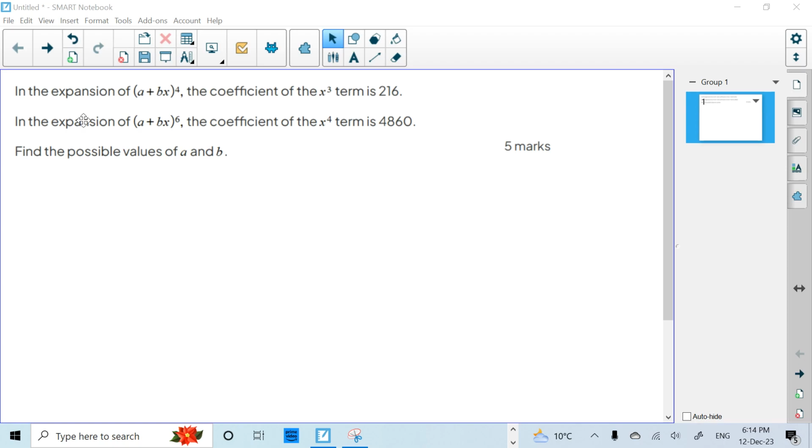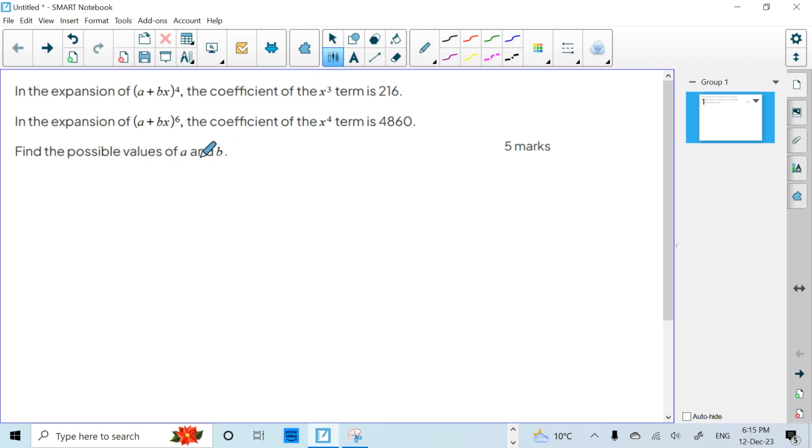In the expansion of (a + bx) to the power 4, the coefficient of the x cubed term is 216. And in the expansion of (a + bx) to the 6, the coefficient of the fourth term, or x to the power 4, is 4,860. Find the possible values of a and b. A really nice standard question here, and let's do the math.